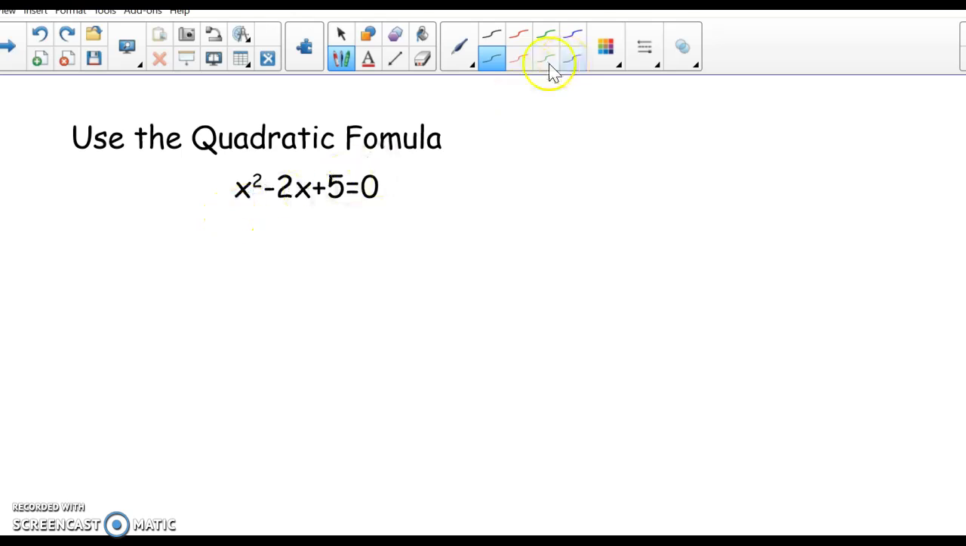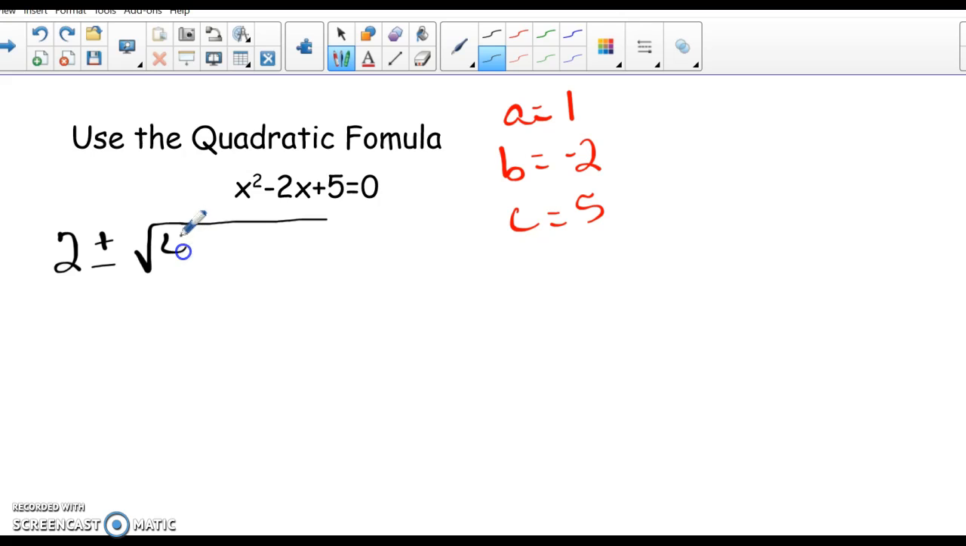Use the quadratic formula again. It's already solved for 0. So A is 1, B is -2, C is 5. If I plug this into my formula, the opposite of -2 is +2, plus or minus 2 squared is 4, minus 4 times 1 times 5, all over 2 times 1.